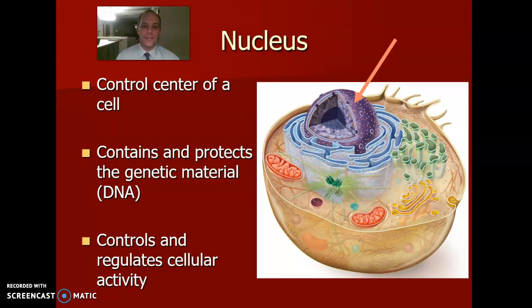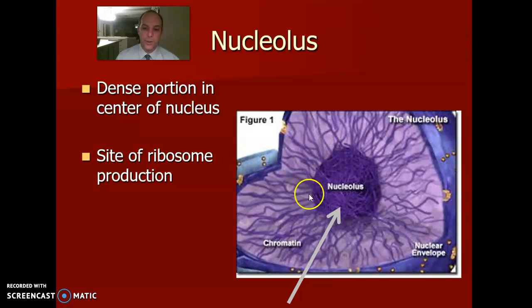All right, now to the nucleus. Now you should know the nucleus is the control center of a cell. It contains and protects the genetic material, which is DNA, which we all know is deoxyribonucleic acid. It controls and regulates cellular activity. So whatever happens in the cell is under the direction of the nucleus. The nucleolus is this large, dense ball, looks like a ball, that's inside of the nucleus. And it's really dark circled. You can see it right there, dark circle. It's the site of ribosome production. Ribosomes are produced here, and ribosomes are really, really important. And we're going to talk about those coming up.